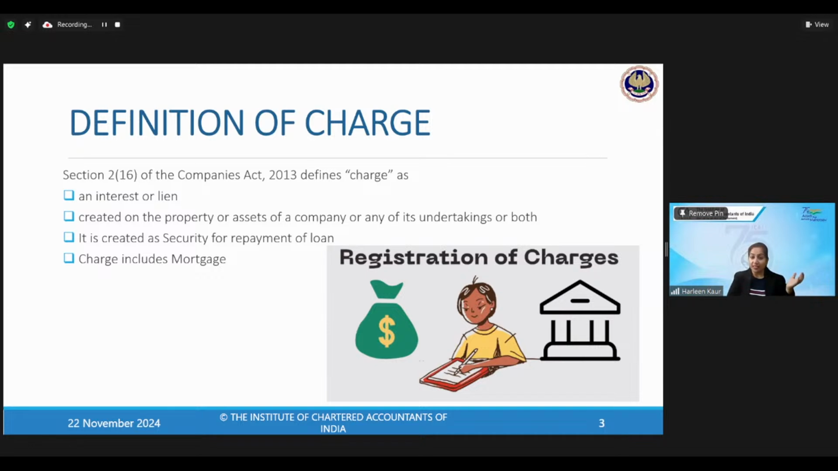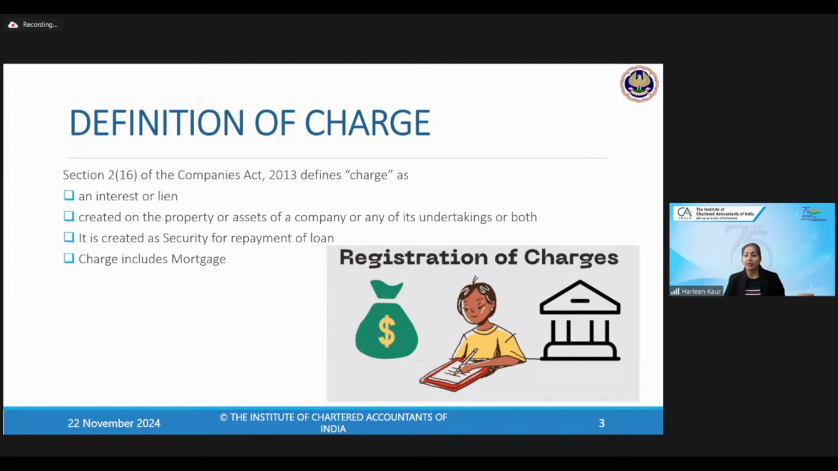So charge means any interest or lien created either on the property or assets of the company or any of its undertakings. It means even if I'm giving the assets of my subsidiary or holding or associates, then also it will be counted as a charge claim. So ABC Limited having DEF as its subsidiary.